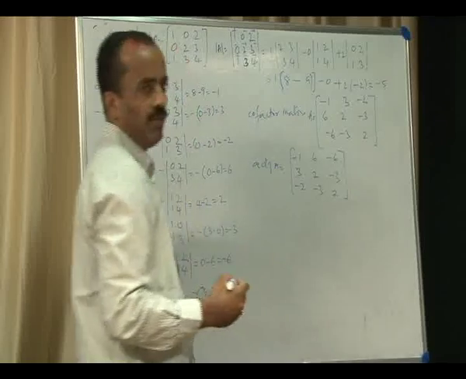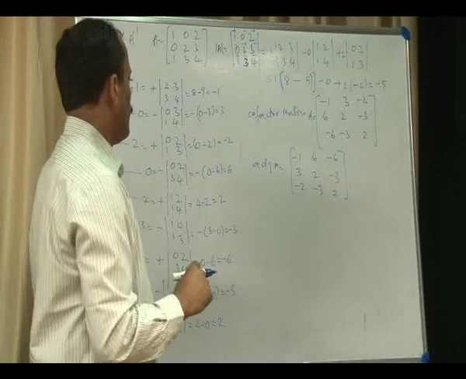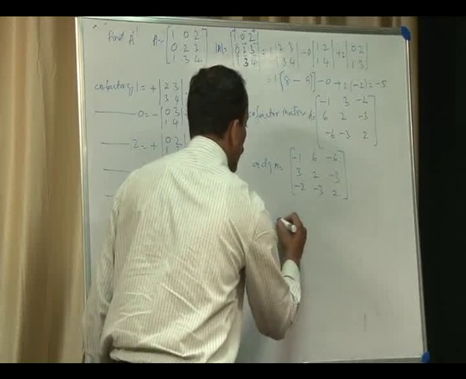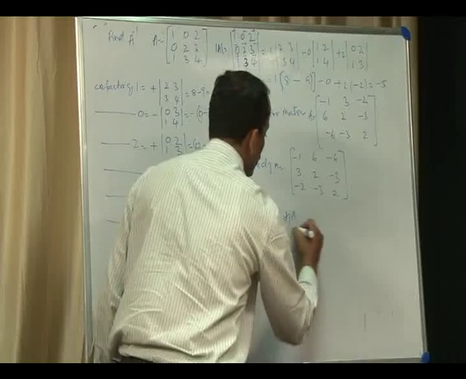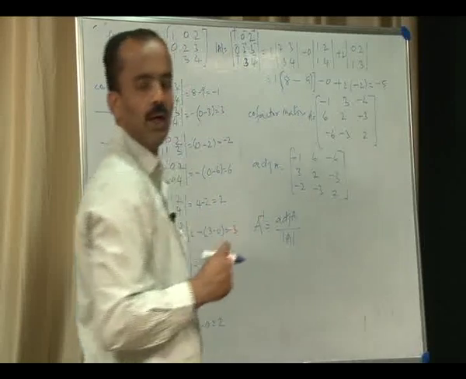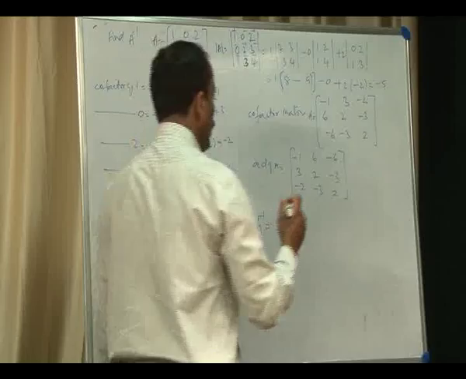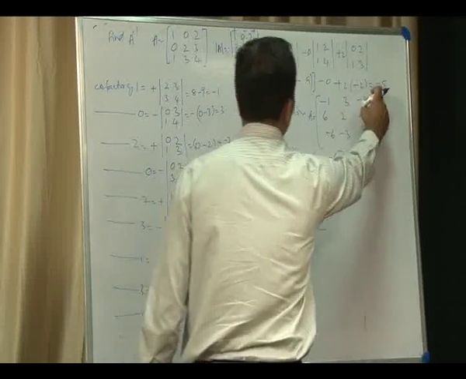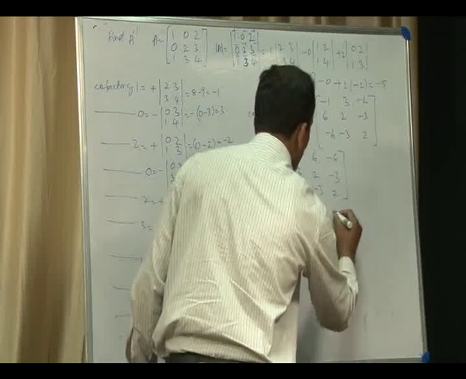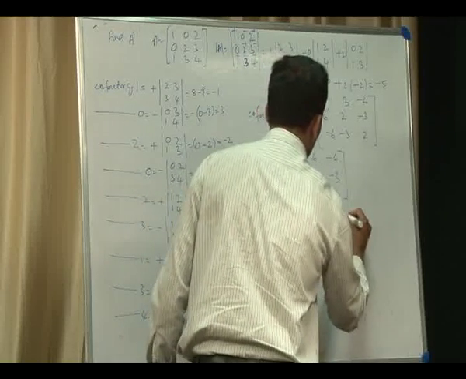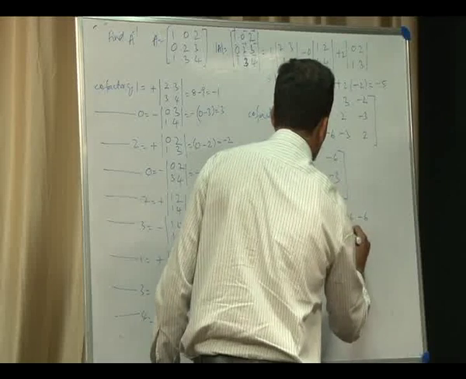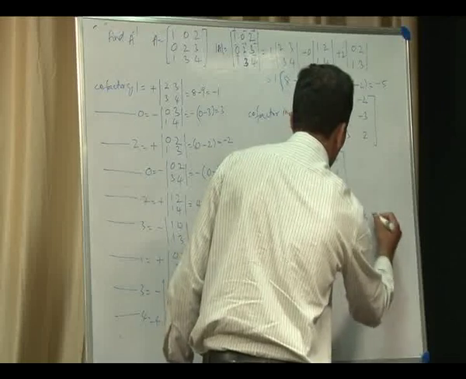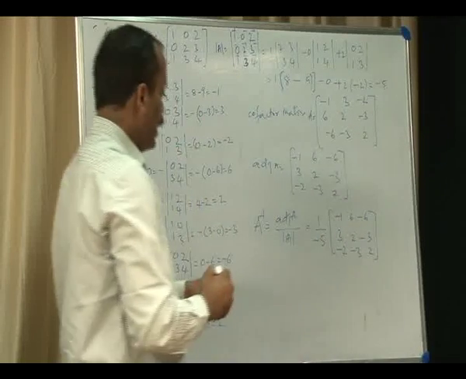So, this is the adjoint of a matrix. Next, A inverse of a matrix is equal to adjoint of a matrix divided by determinant of a matrix, that is 1 over the value of determinant A, 1 over minus 5 into minus 1, 6, minus 6, 3, 2, minus 3, minus 2, minus 3, 2.